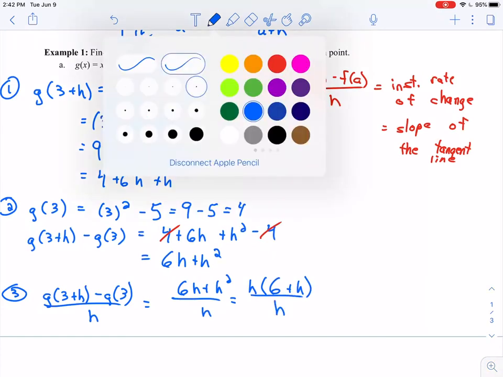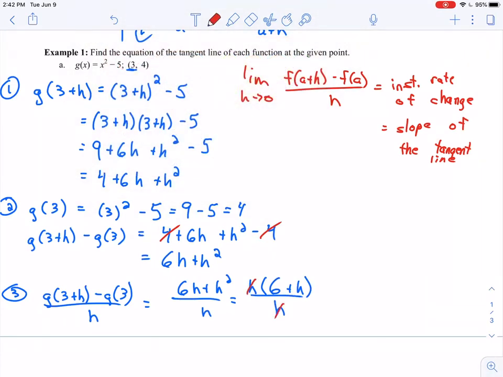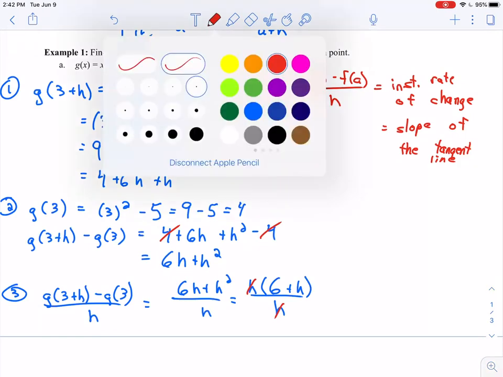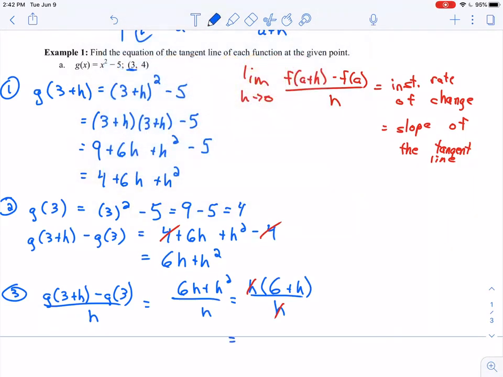And then we'll look at this. Again, I have h in the numerator, h in the denominator. I can cancel those out, and I'm left with just 6. Oops, excuse me, 6 plus h. Almost forgot my plus h here. So that's as much as I have, and at this point I have almost everything. The only thing I'm missing is this limit statement right there. So that's the last thing I'm going to add on here.